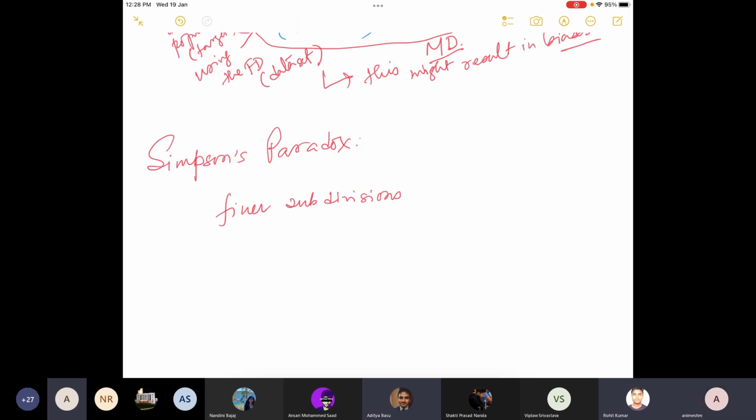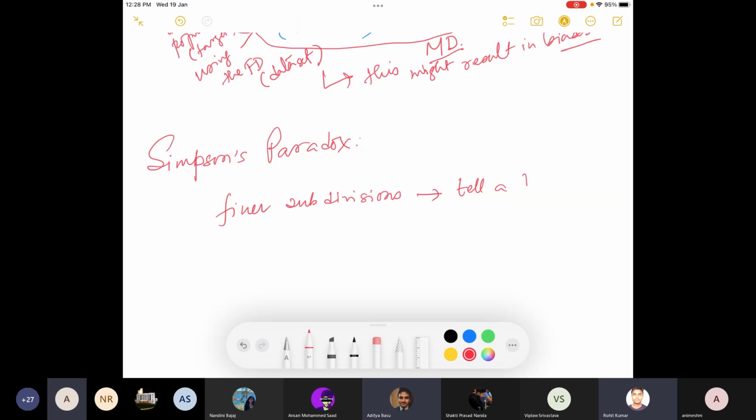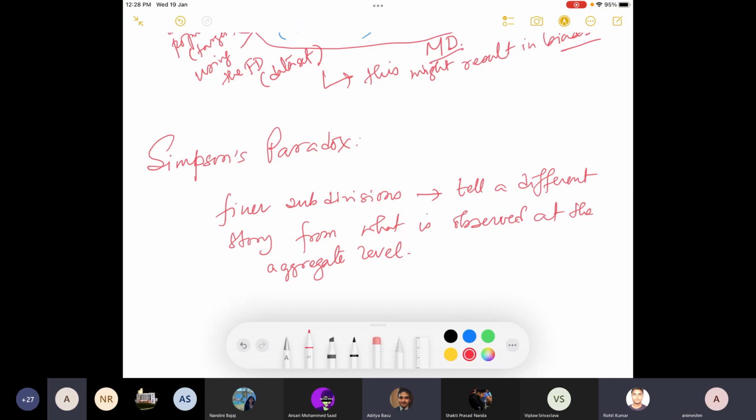Okay, so finer subdivisions tell a different story from what is observed at the aggregate level. At the aggregate level, sometimes some things might look biased. However, when you look into the finer subdivisions, you get a reasoning which tells you that what is observed at the aggregate level is not correct, or is not actually a result of some sort of bias. Okay, so the formal definition is as follows.